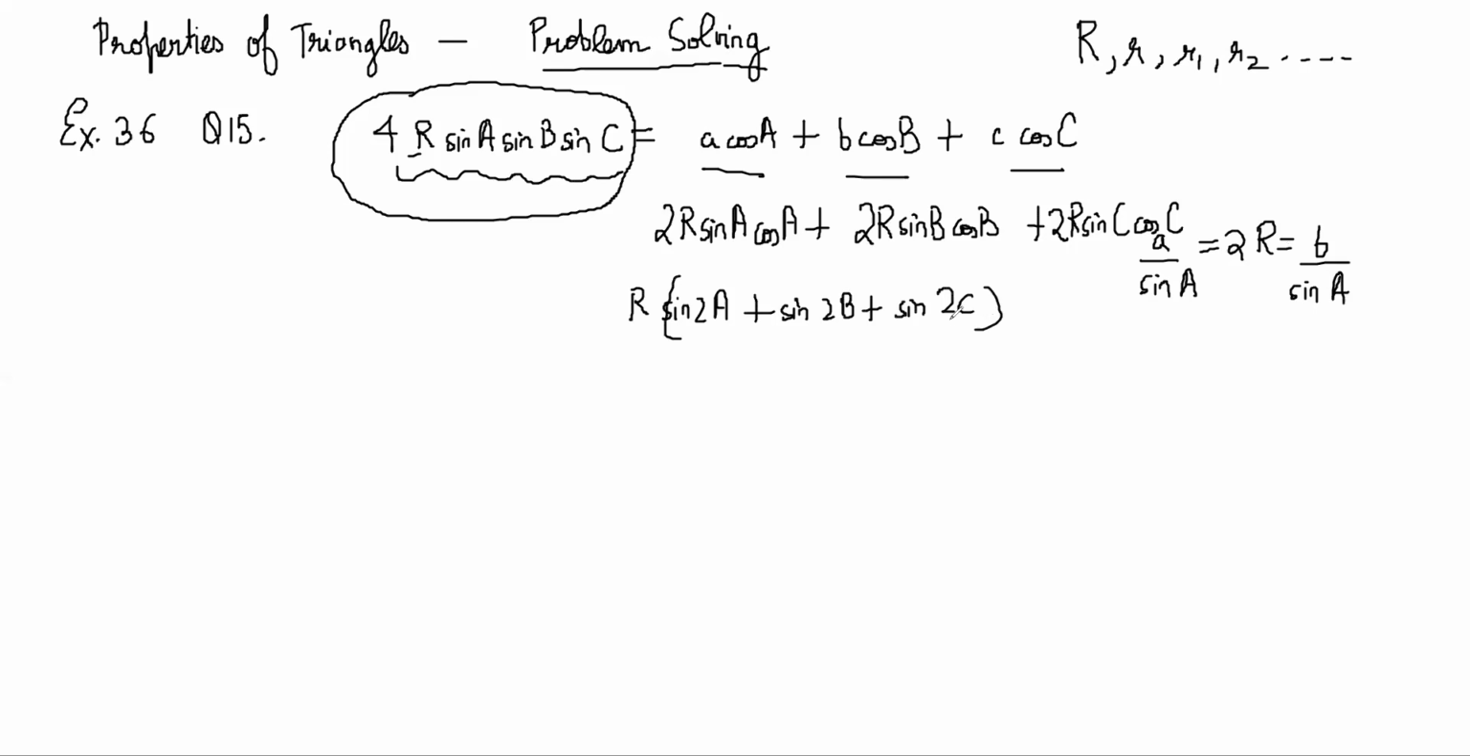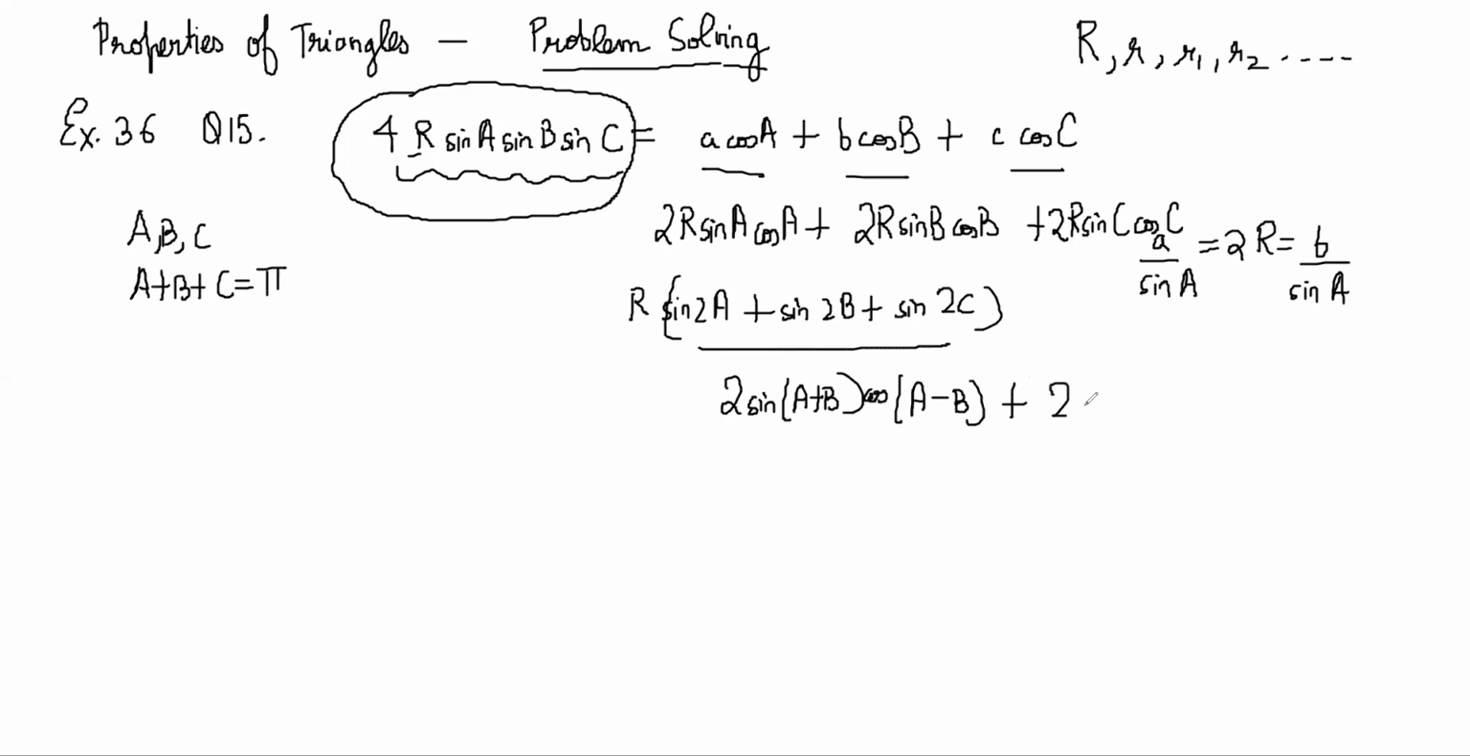Right? It is clear, no? Now this sine 2A plus sine 2B plus sine 2C, you can easily prove it is equal to 4 sin A sin B sin C, because A, B, C are angles of a triangle, right? A, B, C will add up to 180, right? Correct? So sine 2A plus sine 2B will be 2 sine A plus B cos A minus B plus sine 2C, which is 2 sine C cos C, right? And sine A plus B will be equal to sine C. So it is 2 sine C cos A minus B plus 2 sine C cos C.